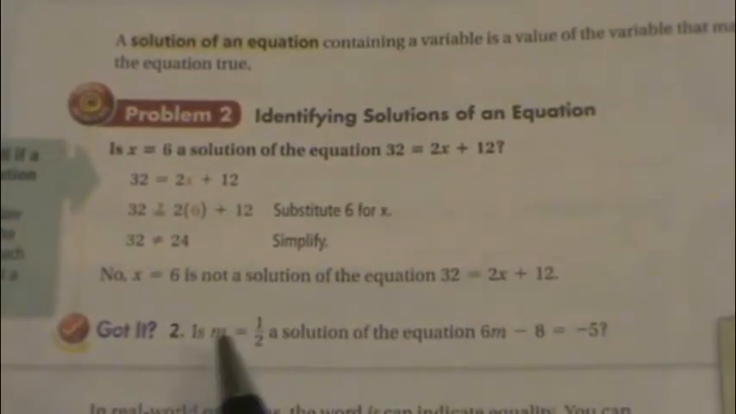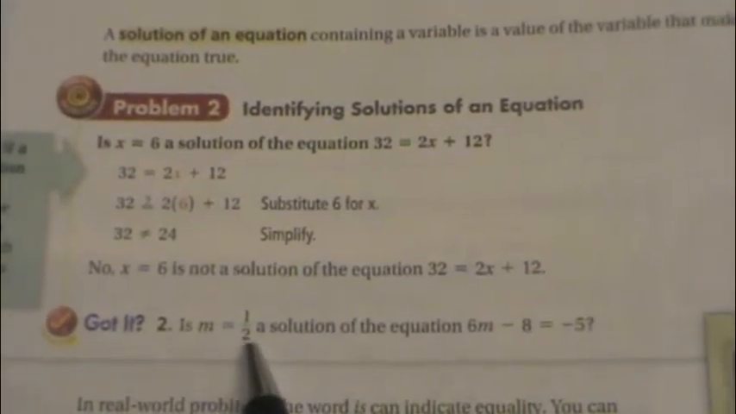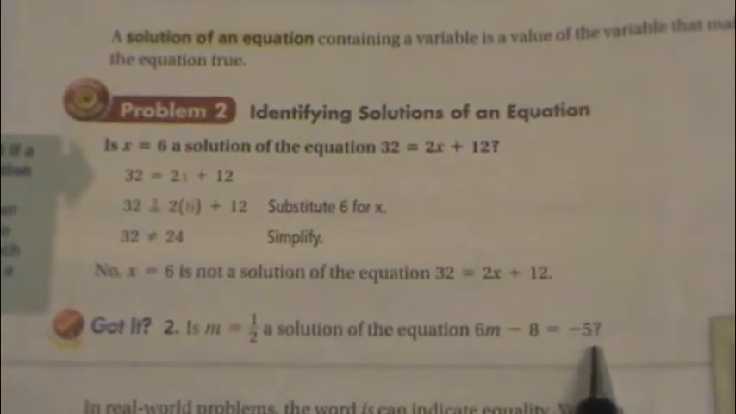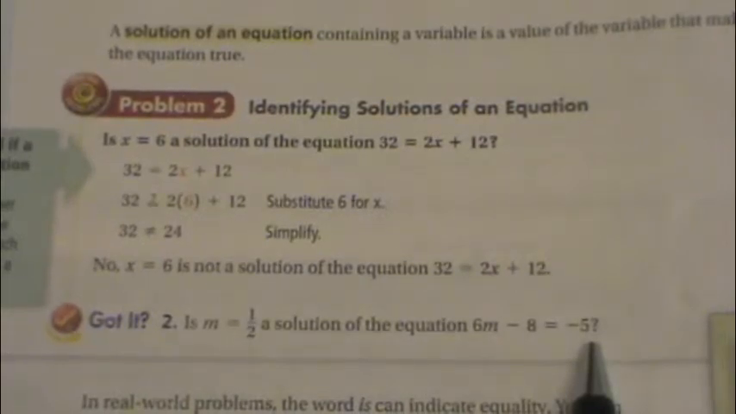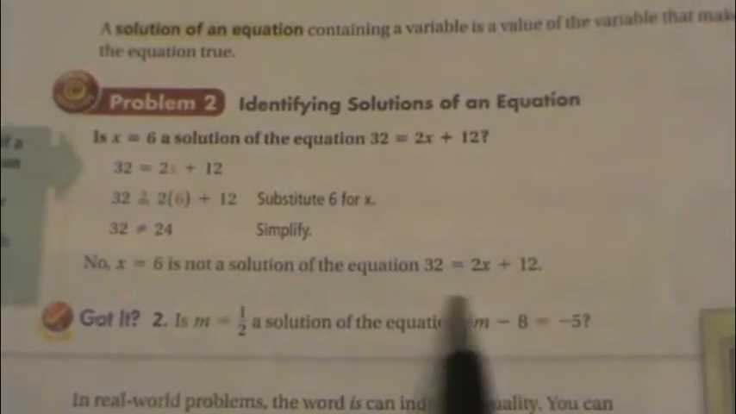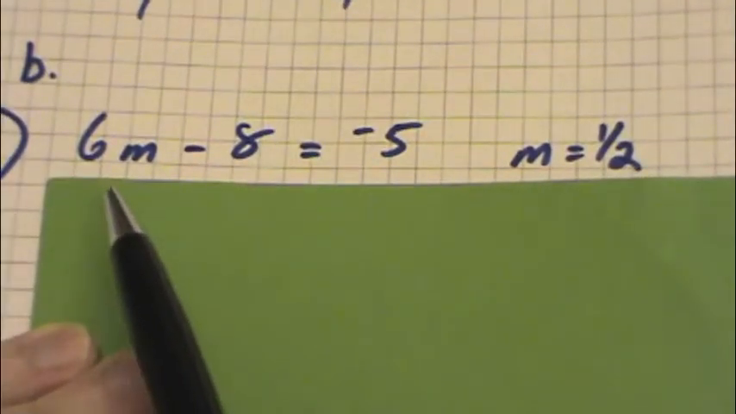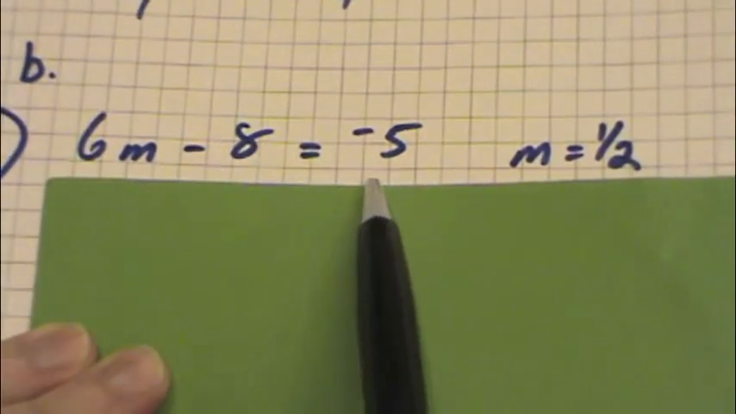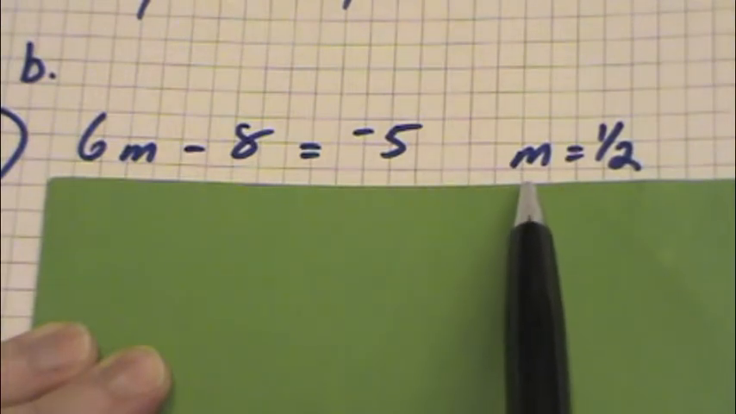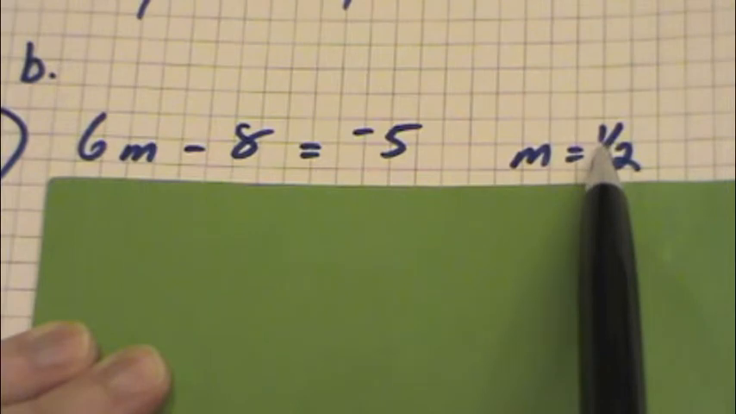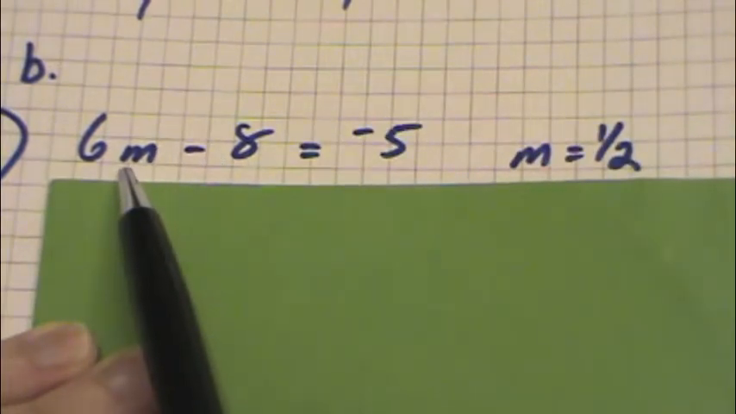Check out, got it. Is m equals 1/2 a solution of the equation 6m minus 8 equals negative 5? As we did with the last video, go ahead and solve this on your own if you are confident. If not, I'm about to work through it with you. We have been given the equation 6m minus 8 equals negative 5. We've been given a possible solution, m equals 1/2. We're going to substitute 1/2 in every time m is used in this equation.